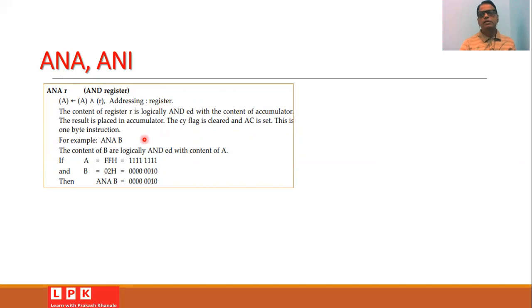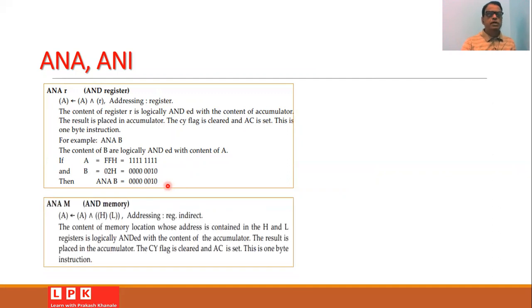For example, if I write the instruction ANA B, the content of B is logically ANDed with the content of A. Suppose A is equal to 1111 1111, that is FFH, and B is equal to 02H, that is 0000 0010. After the AND operation, the bitwise ANDing takes place, and the result will be 1 only when both the bits are 1. Therefore, we get the result 0000 0010, that is 02H, in the accumulator.